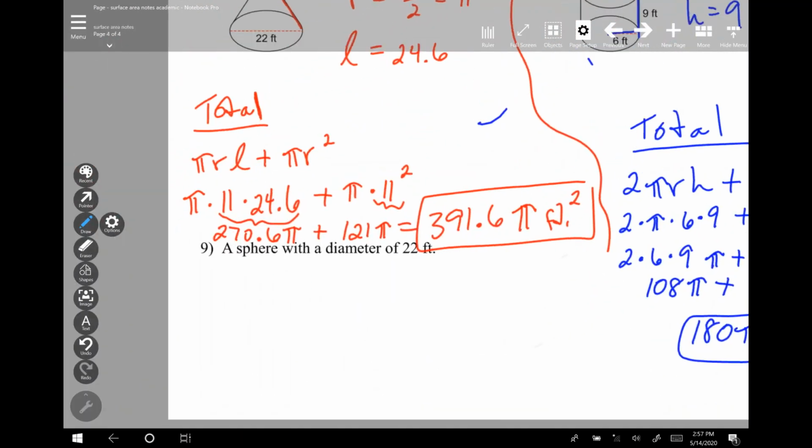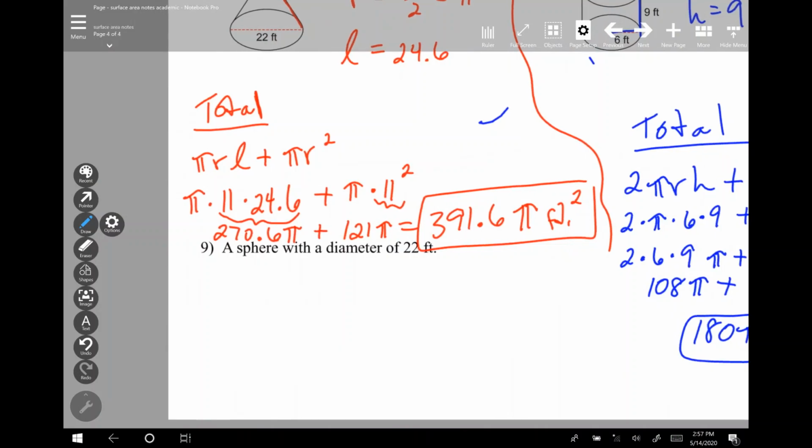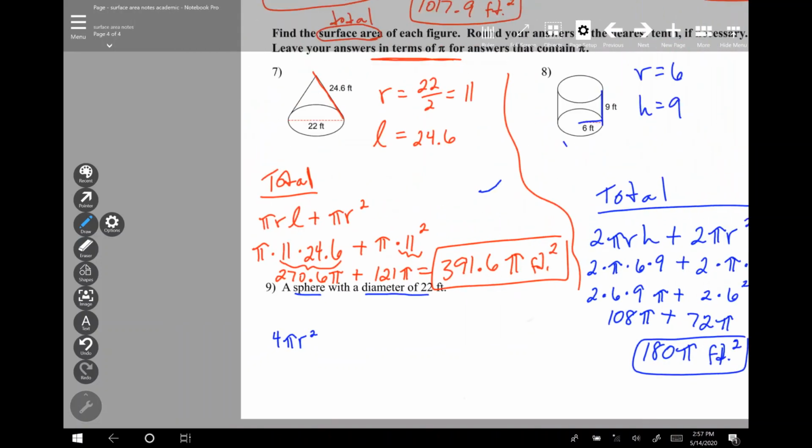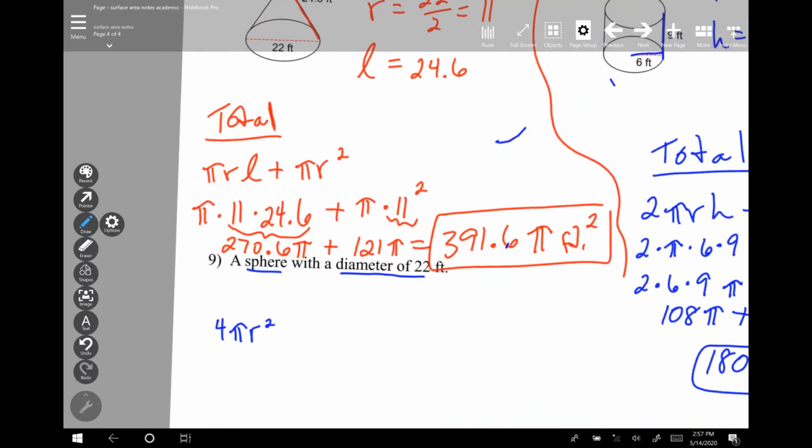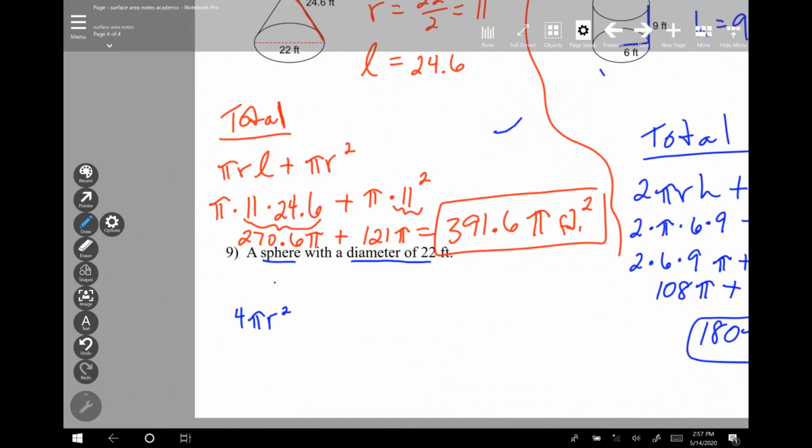And then our last one. Here they didn't give us a picture, but they told us it's a sphere and has a diameter of 22 feet. Remember, for a sphere, it's 4 pi r squared. So all we need is the radius. If they tell you the diameter, you have to divide by 2. So 22 divided by 2 is 11.